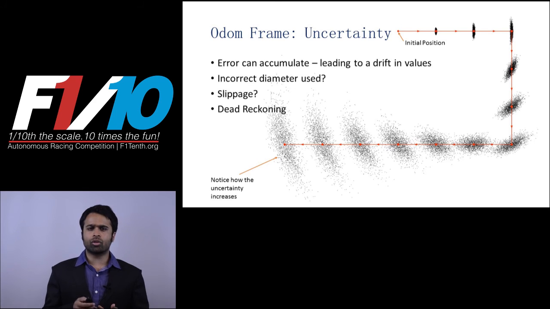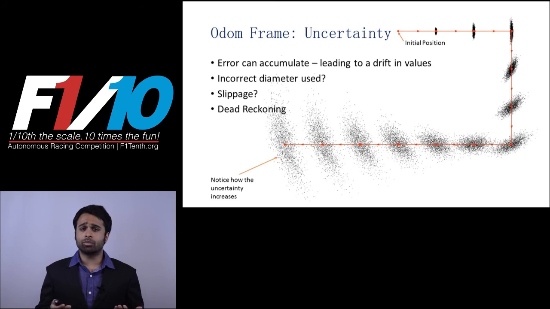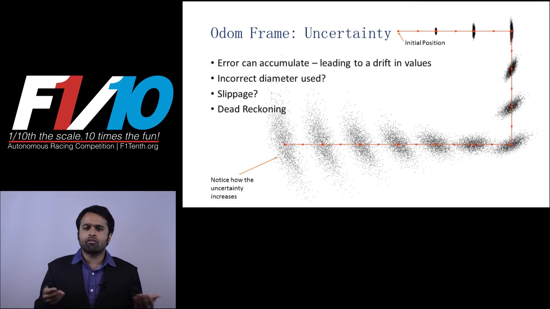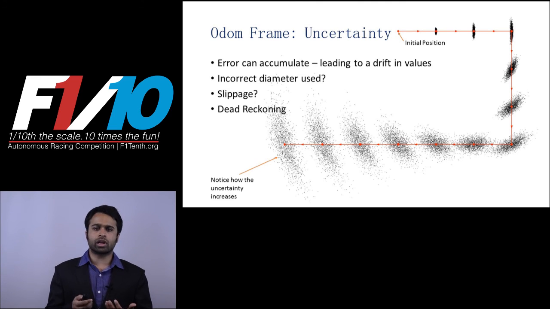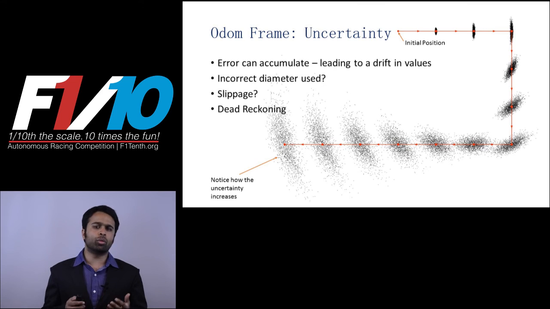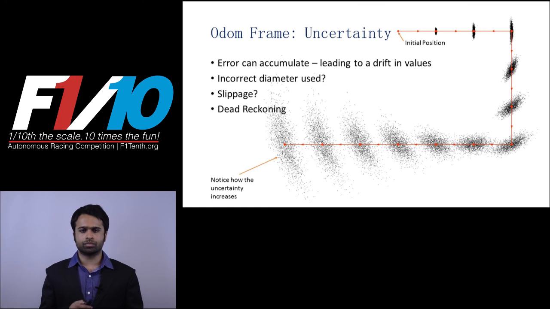These errors could be from a variety of problems. For example, if you use slightly incorrect dimensions of the wheel, the measured distance would differ and all derived quantities would have inherent error. How will you be able to calculate these quantities when there's slippage? The car doesn't move, but the wheels tell it that it has. Estimation using only odometry is referred to as dead reckoning.